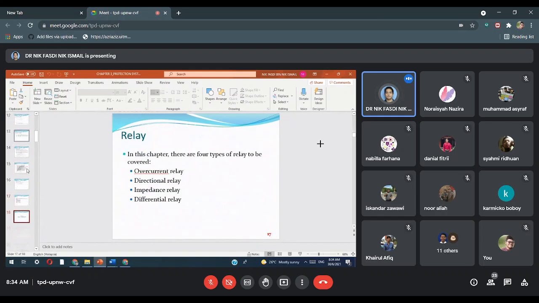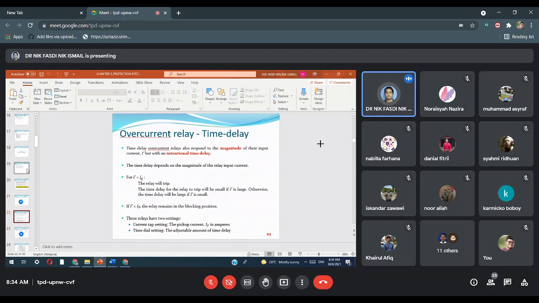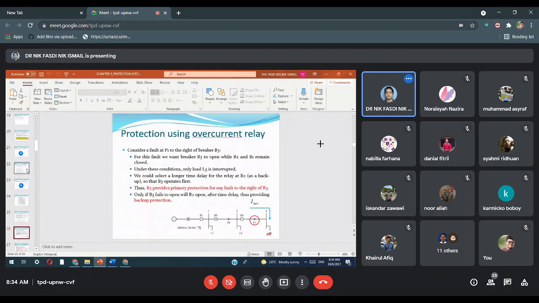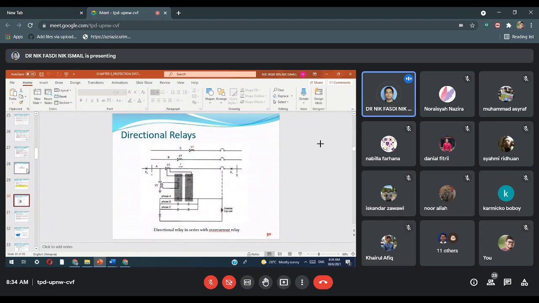Okay, ini pun sama ini overcurrent, right? I skip this one. Overcurrent, still overcurrent. Okay, directional relay. Directional relay basically ada configuration lah, tengok pada sini lah. Normally dia akan combine dengan overcurrent relay. So maksudnya it will operate on forward direction.